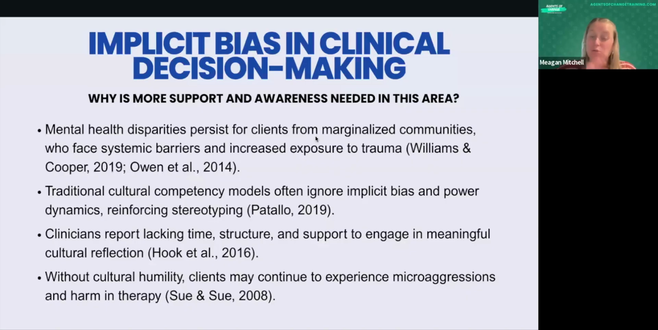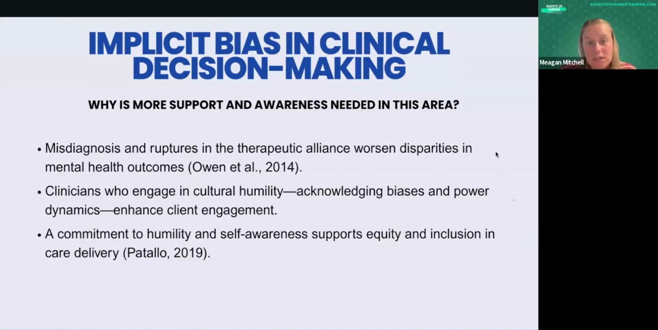Why is this work important? Without doing this, clients are going to continue to experience microaggressions and harm in therapy. Misdiagnoses happen. We know that this can lead to a lot of racial discrepancies. It's going to worsen mental health outcomes when misdiagnoses happen. Clinicians that engage in this work actually have improved client outcomes. The clients feel that they are able to make more progress when this work happens, and it goes towards all of those values that we have as mental health professionals.